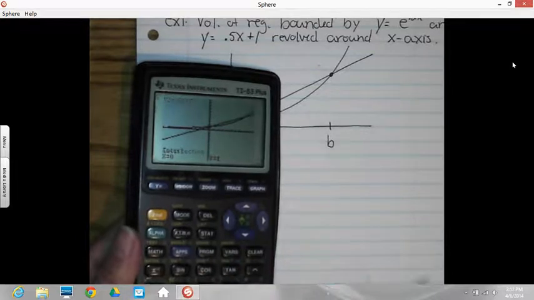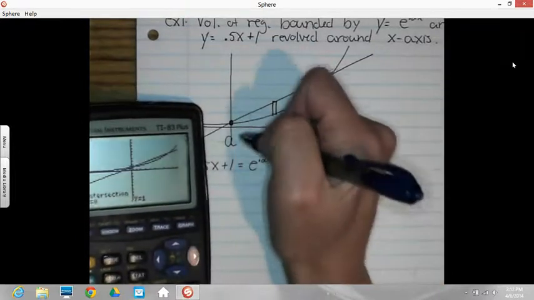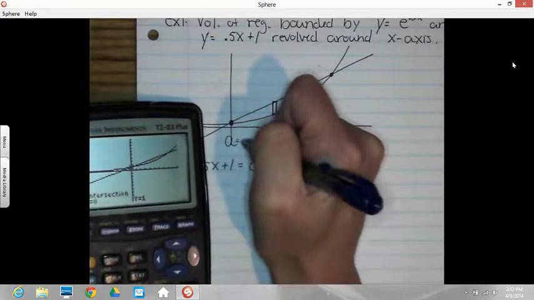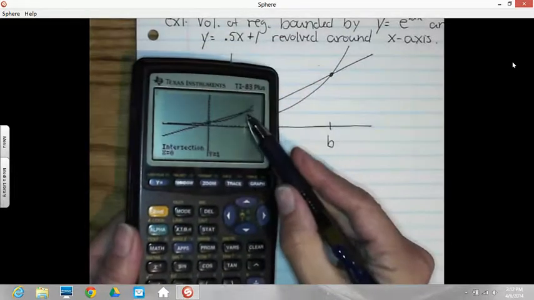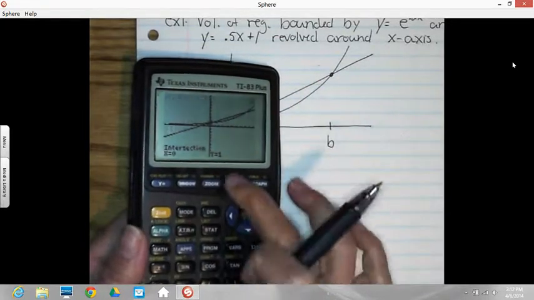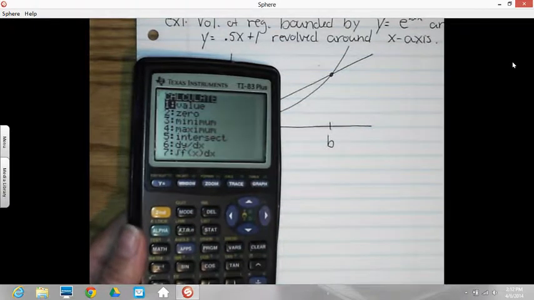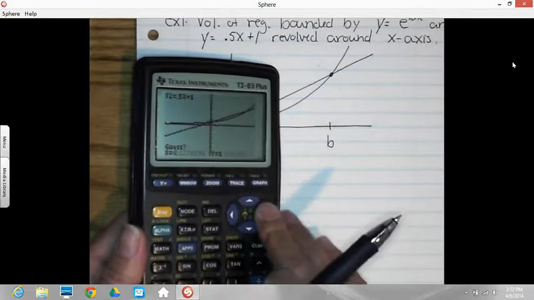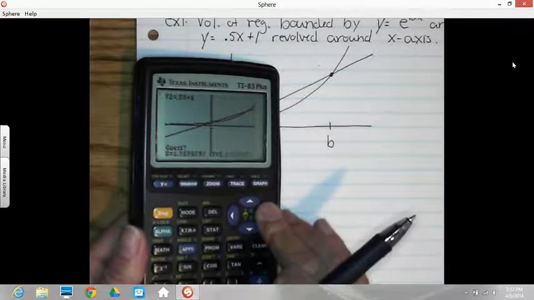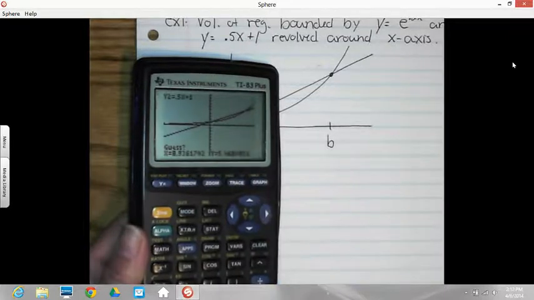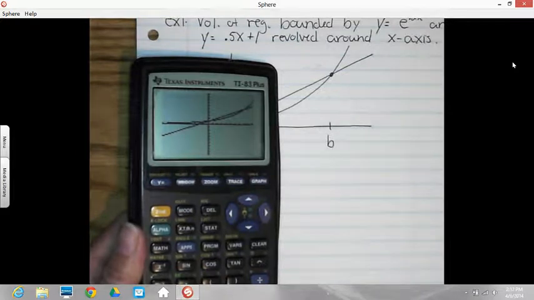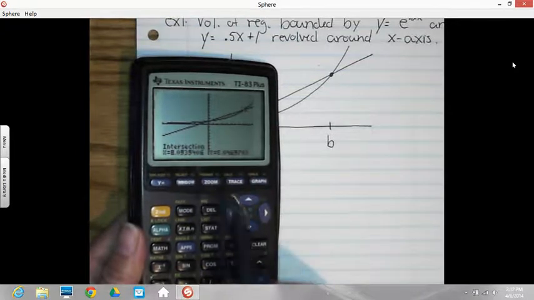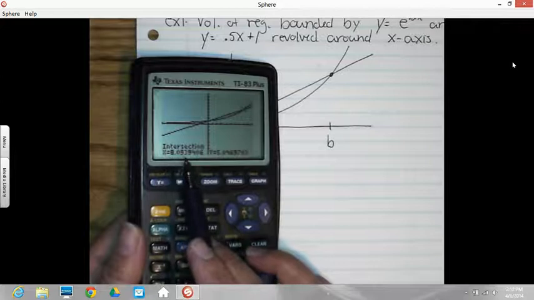Now I'm going to go out and find this intersection. Start the whole process over. Intersect. It's on y1. Hit enter. y2, enter. I'm going to slide out there by using my arrow to the right. And the x value is 8.09. Did not want the y values.